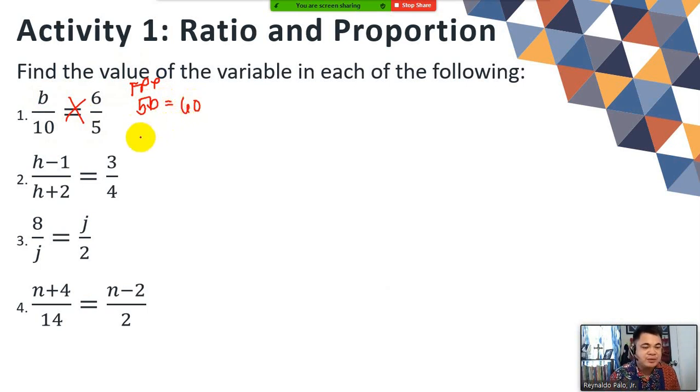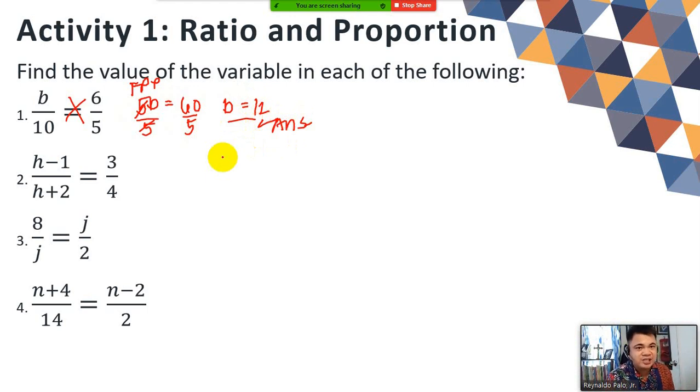Now, we're going to apply the division property of equality, wherein we will be dividing both sides by 5. 5 divided by 5 is 1, so we're going to have b. And then 60 divided by 5 is 12. So, therefore, the value of the variable b is 12. Alright, so we just need to use the fundamental principle of proportion, or simply cross multiply the ratios, or cross multiply the means and the extremes.